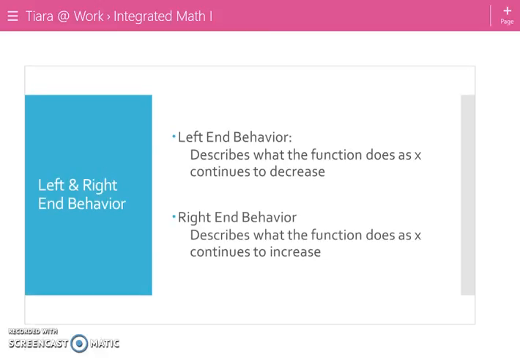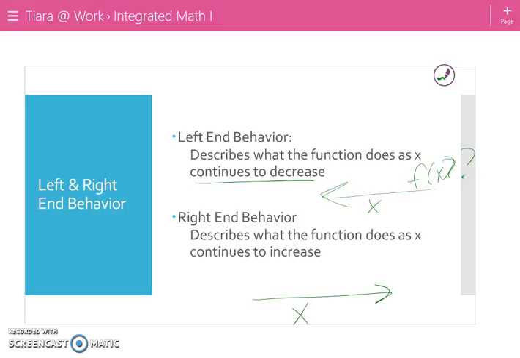Lastly is the left end behavior and the right end behavior. Left end behavior describes what the function is doing or is going to do as x continues to decrease. So as x goes down, what is f of x doing? That's what the left end behavior gives the answer to. And for right end behavior, it's the opposite. As x increases, what is f of x doing?